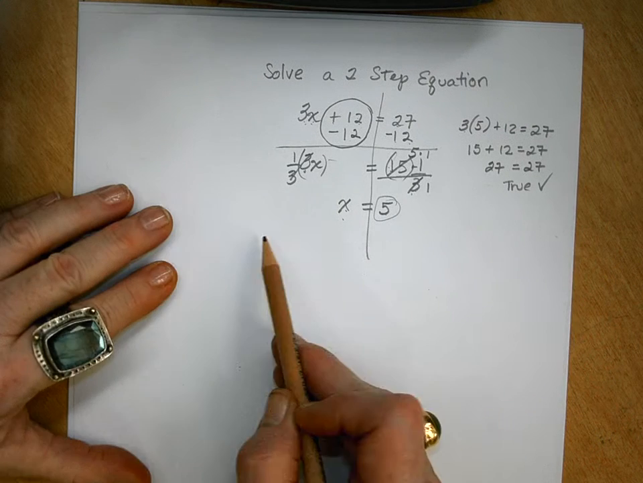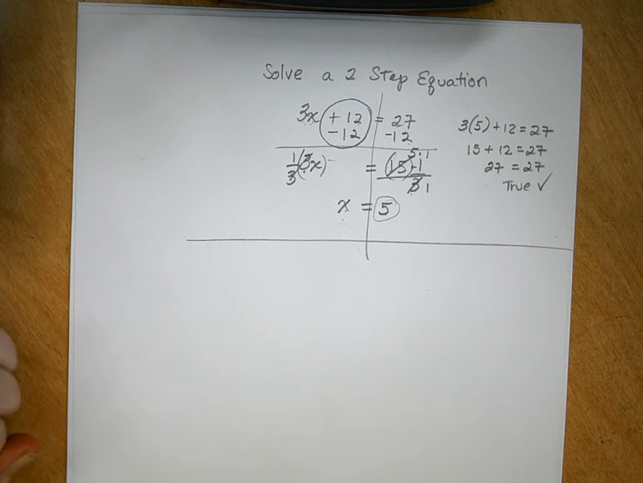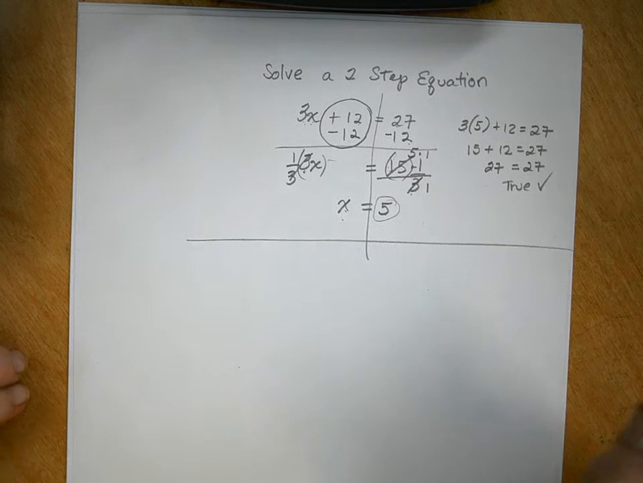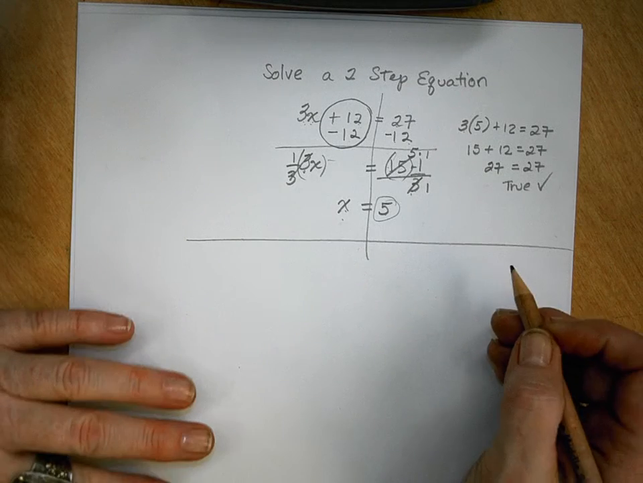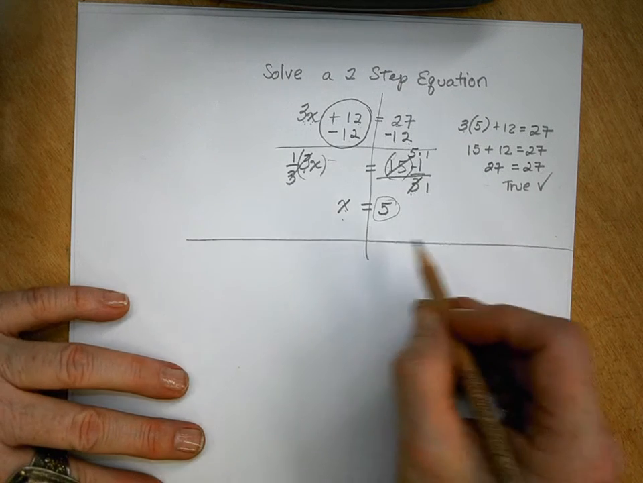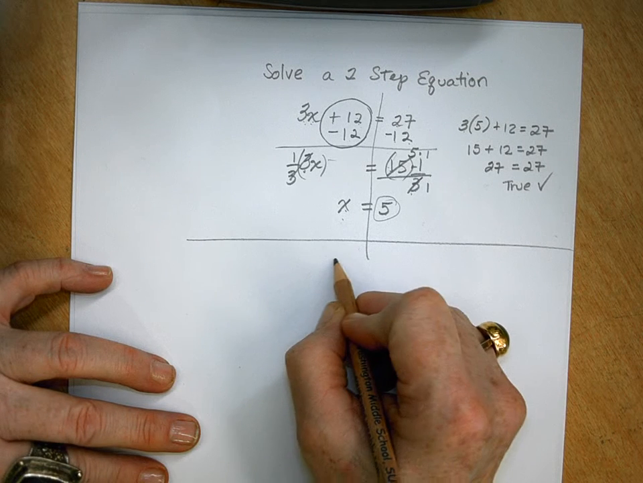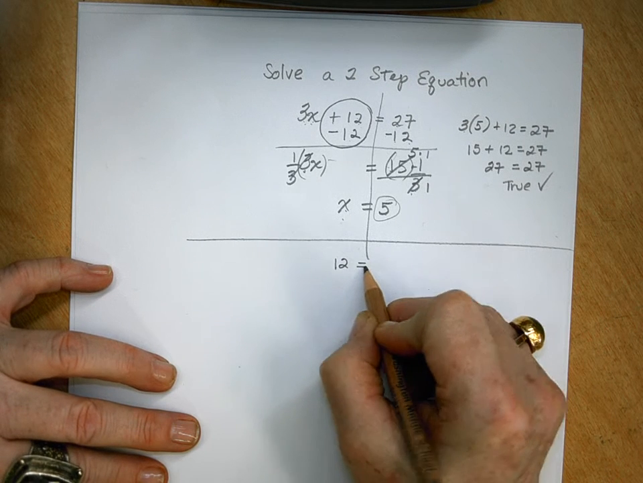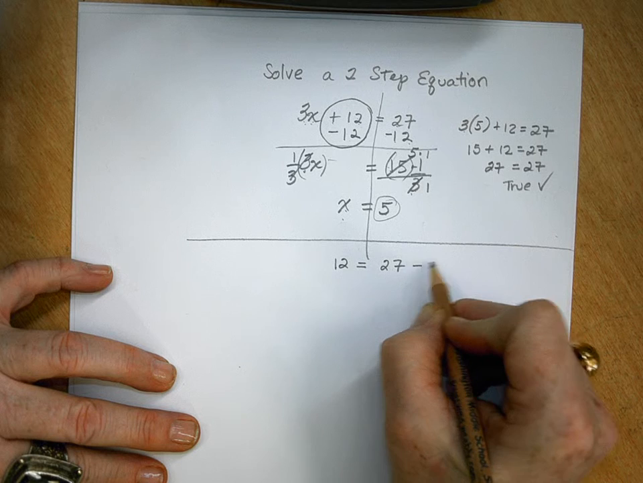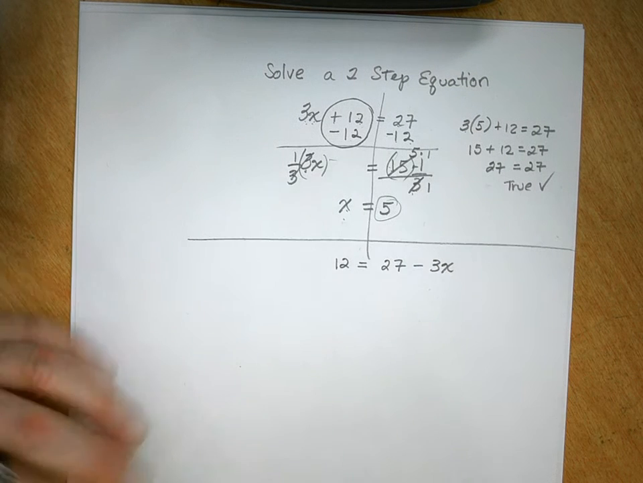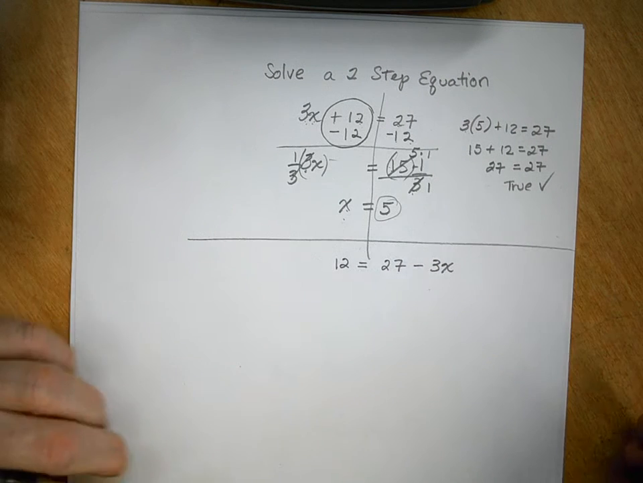Now I might run into a difficulty. It's not much of a difficulty, but it could happen. And so I just want to show you what would happen. Let's say my variable expression is negative. So I might have a problem like this. 12 equals 27 minus 3x. I don't want to have a negative 3x.